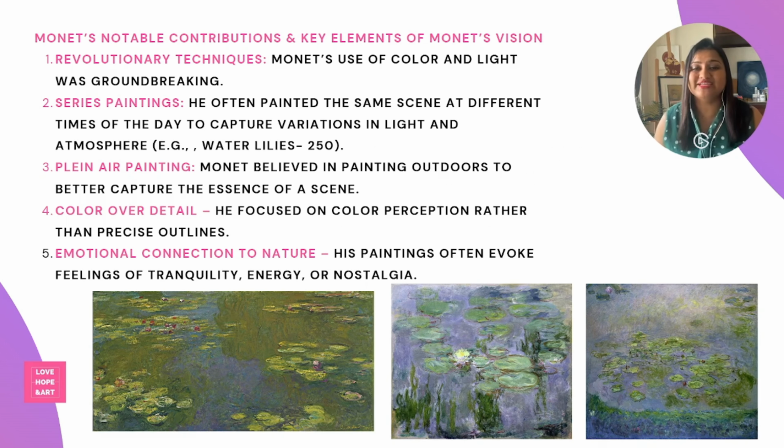So some of Monet's notable contributions and key elements were the use of color and light in his artwork. Then he created series of paintings. That is, he painted the same scene at different times of the day to capture variation in light and atmosphere. So he painted nearly 250 artworks of his water lilies.